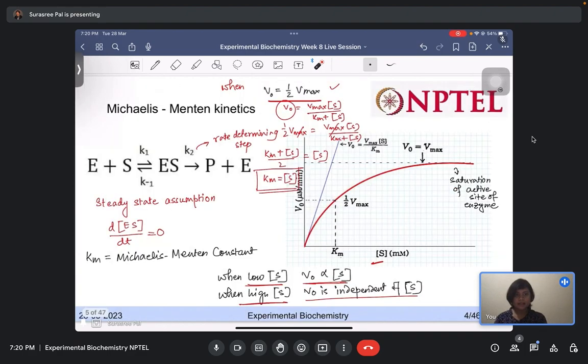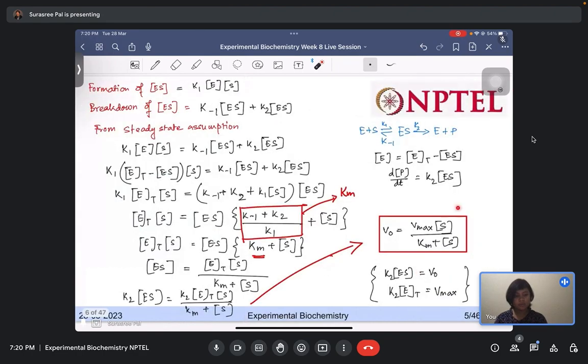Now the enzyme kinetics can be followed by Michaelis Menten kinetics, where we plot the substrate concentration with respect to the initial velocity, and it gives us this hyperbolic curve where the reaction is V0 equals Vmax into S divided by Km plus S. So this is the equation: V0 equals Vmax into S divided by Km plus S.